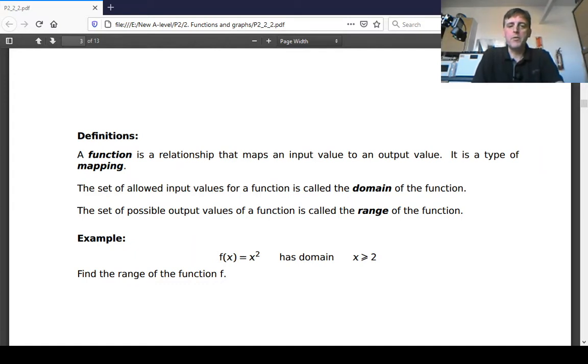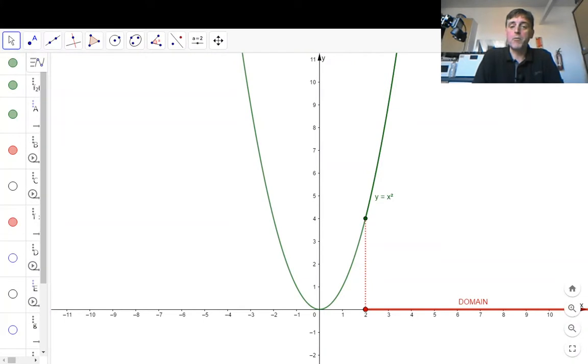Now, I think the most useful way of looking at this is to actually consider what the graph of the function looks like here. So I've got the graph plotter to help me here. I've got it to plot the graph of y equals x squared, which is the function we're interested in. But of course, we're only interested in the input values, the x values greater than or equal to 2. So here's our domain, x values greater than or equal to 2. So that means that we've only got this part of the graph here.